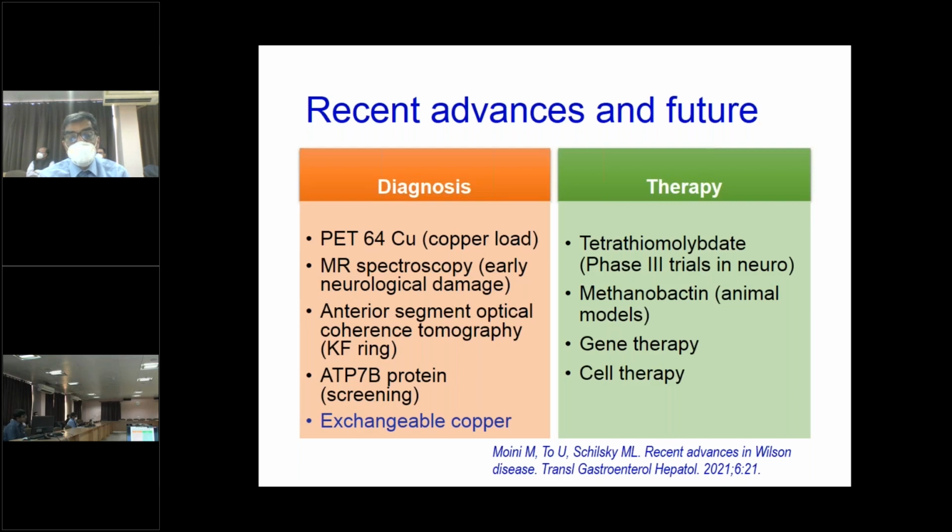In terms of therapy, for a long time, tetrathiomolybdate, which you've been hearing about, has been in phase 3 trials in neurological Wilson's. Methanobactin is a chelator which is used in animal models now. It's still not there in humans. And gene therapy and cell therapy are probably things in the pipeline for the future, so there may be some hope for this disease.